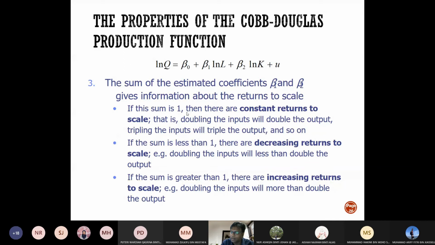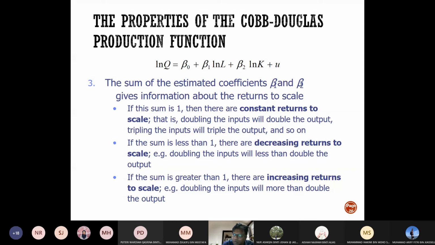So we can see how we can interpret the models based on this. We call this a sum, the sum of beta 1 and beta 2. If the value is 1, we have constant returns to scale. That means doubling the input will double the output, and tripling the input will triple the output. So it is proportional.